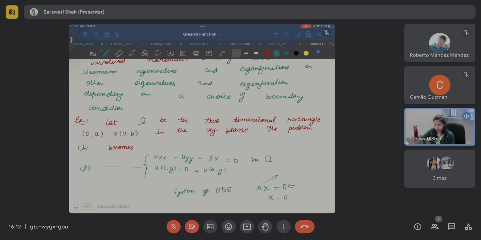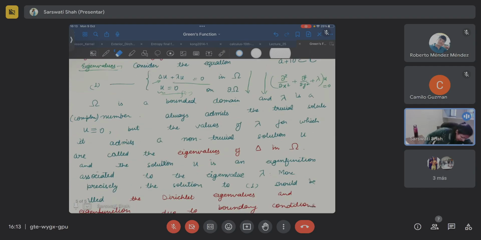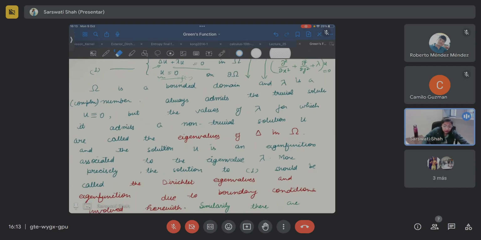So in the same way, since the given equation is a homogeneous partial differential equation of order 2, the boundary condition which has a condition like u equals 0 is going to be a homogeneous boundary condition. In that case, we are going to talk about the eigenvalue and eigenfunction problem.